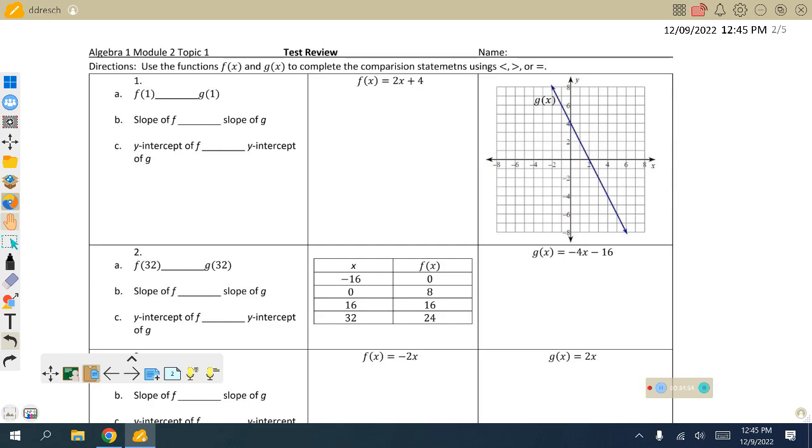What's it say? F of 1 compared to G of 1. We'll get to comparisons in a minute on our quiz. Okay, F of 1, G of 1, that just says the last two questions we talked about. Plug in 1 to your calculator. F of 1 means 2 times what? 2 times 1 plus 4 gives you what? Type it in. 2 times 1 plus 4, you're getting a 6.